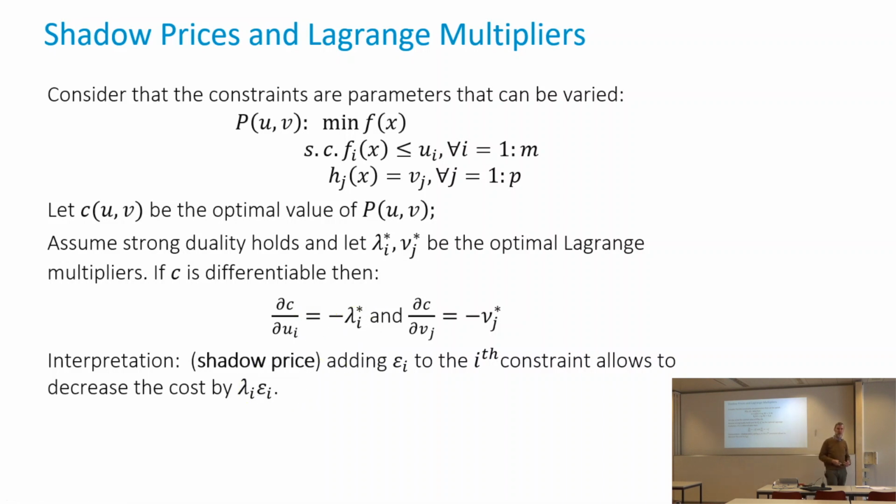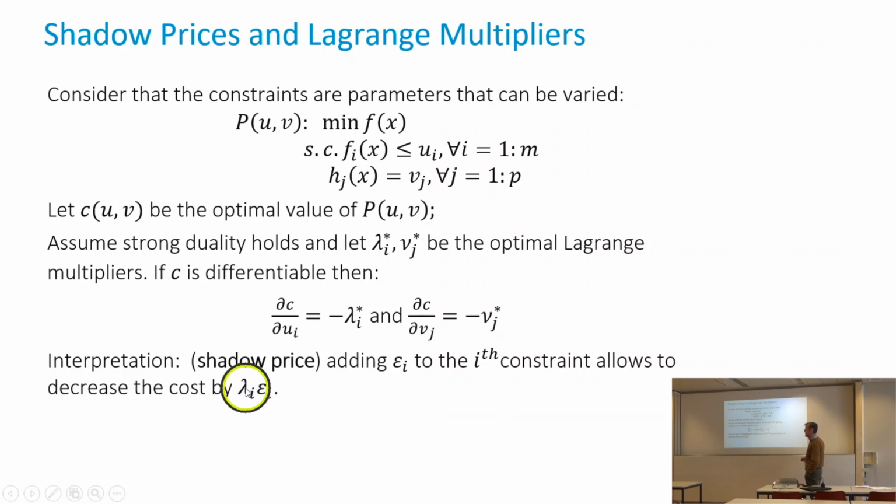So that's the interpretation. This is the price of the constraint. If I'm willing to get more capacity on the line, how much would it cost me? Well, exactly lambda i. If I want to increase the capacity of the line by epsilon, the cost of my problem reduces by lambda i epsilon. So the price of a small increase epsilon is exactly lambda i, right? The hidden price of this constraint.